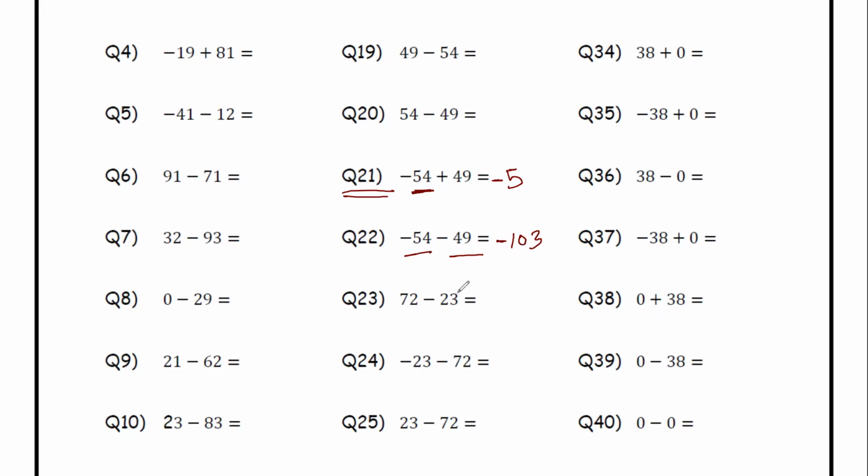You might be seeing that these things are repeating, but some students get confused with negative 49, negative 54. So I'm playing around with the order and trying to see if they are getting that practice, that understanding.